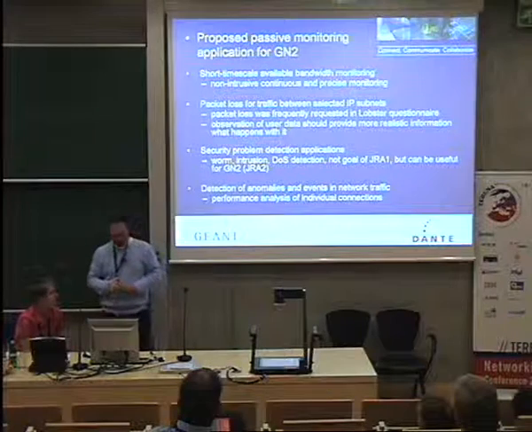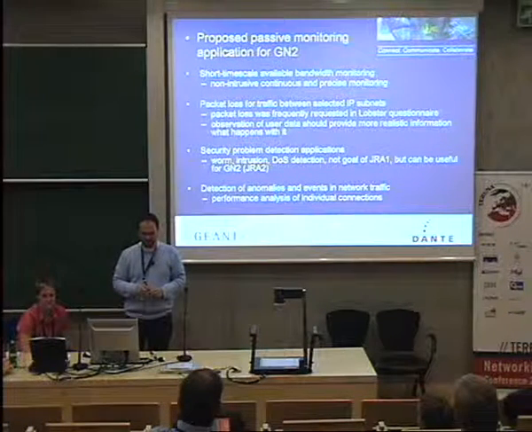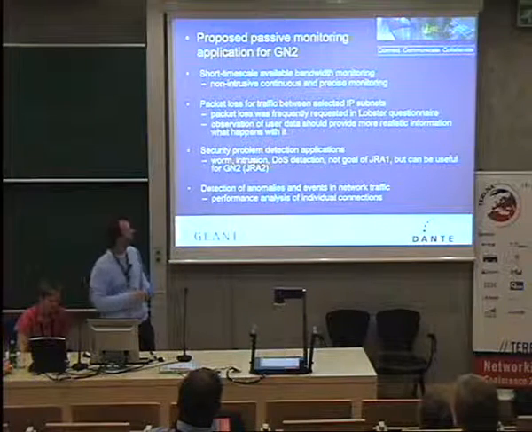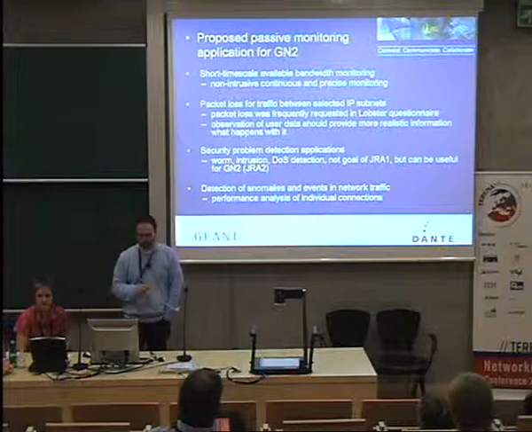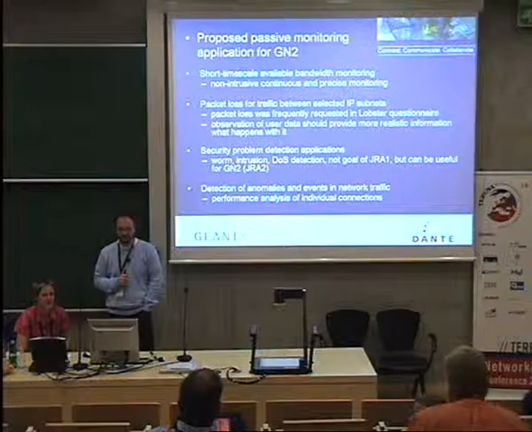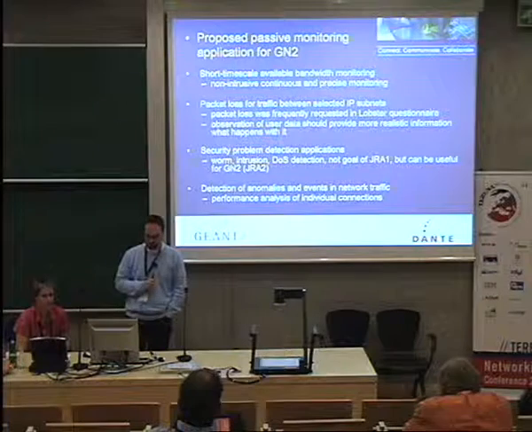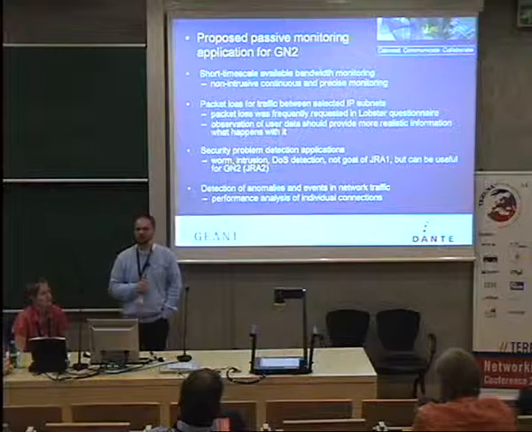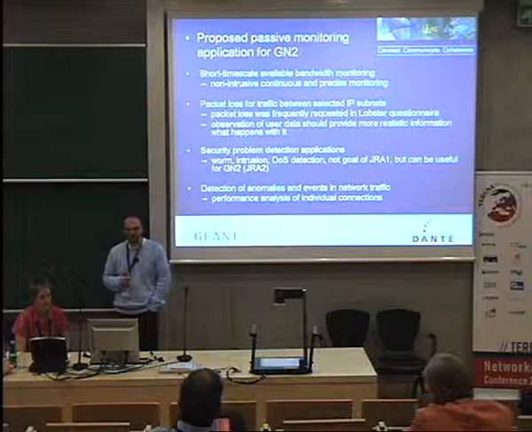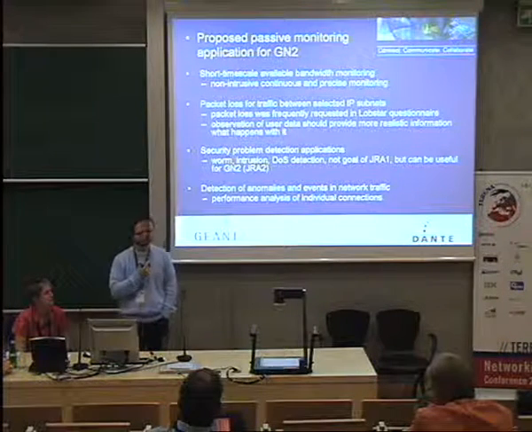So if I try to summarize quickly, there are 4 main areas which are foreseen right now for the use of passive monitoring for GN2. The first one is short time scale available bandwidth monitoring, which would be non-intrusive. The problem is that to monitor the whole network, we will need to deploy lots of those boxes, which is possibly not within our budget right now.